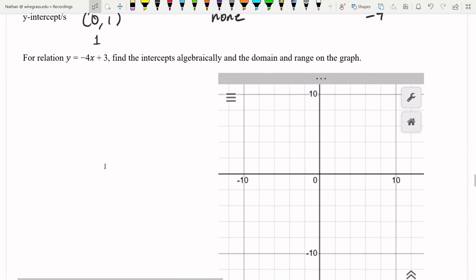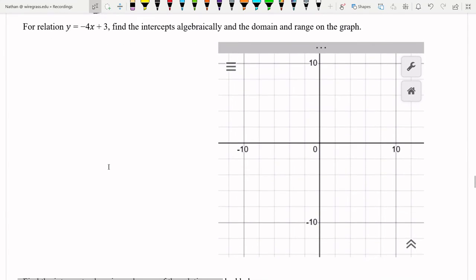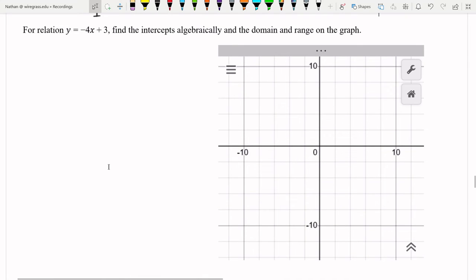Okay. For this relation here, we're going to find the intercepts algebraically. We're not worrying about the domain and range right now. We will find that, but we're going to find the intercepts algebraically, and then we're going to look at them and see if they are accurate on the graph.